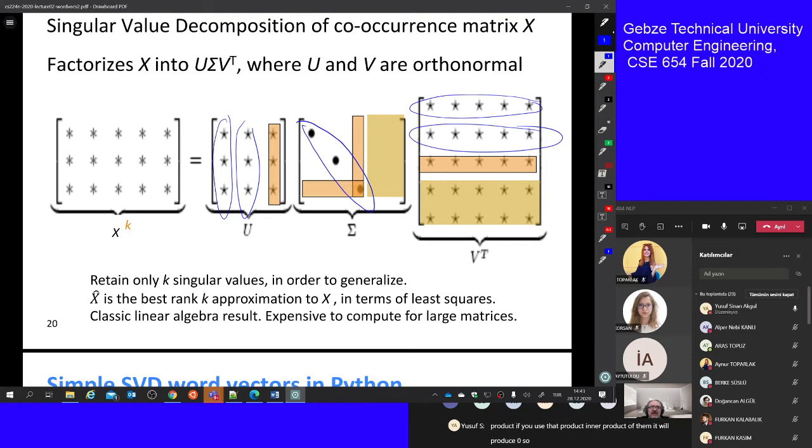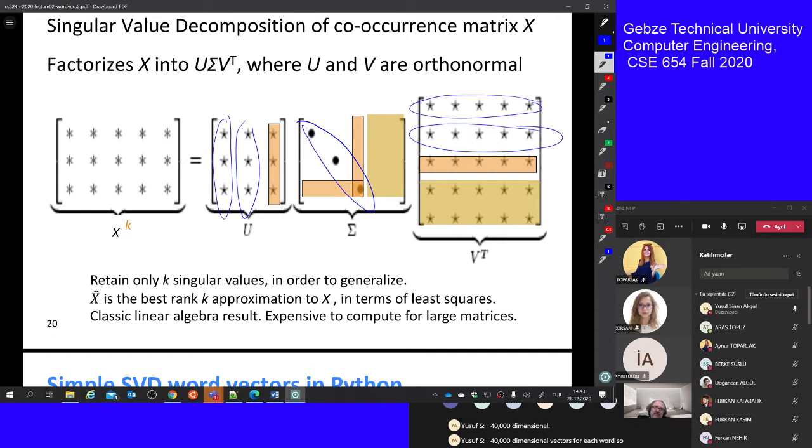So what this singular value decomposition does is that, let's say this is your co-occurrence matrix, and it assigns 40,000 dimensional vectors for each word.